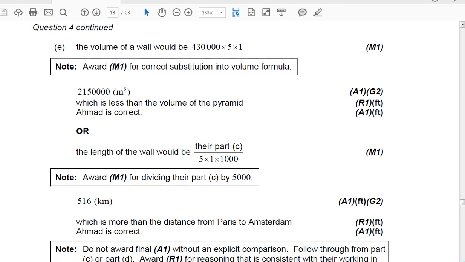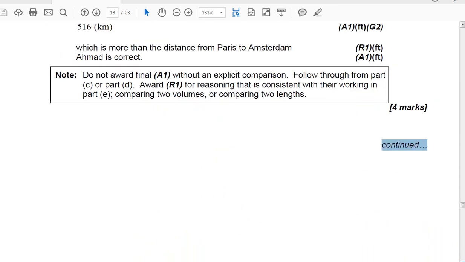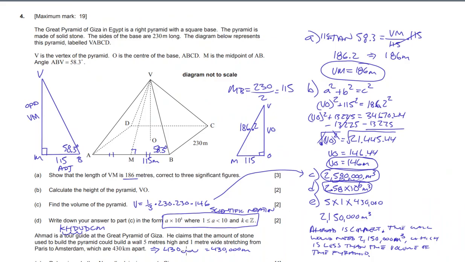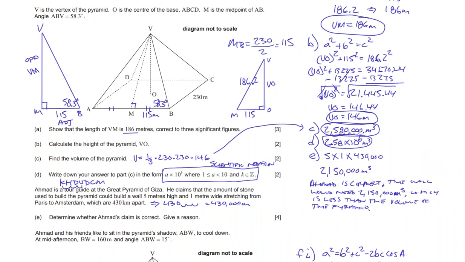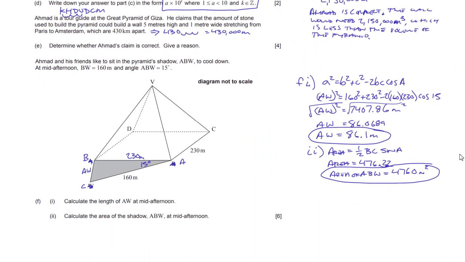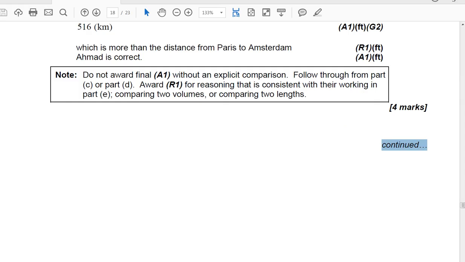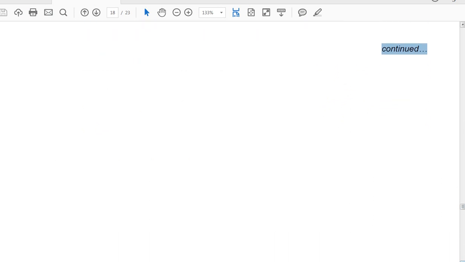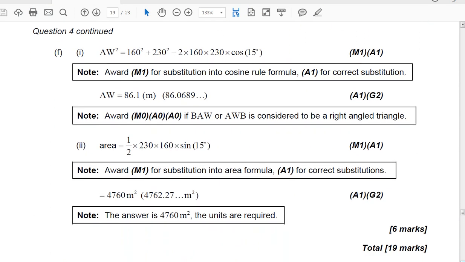Okay, and then let's see. I think that's it, isn't it? Yeah, I think that's it for that question. Right? Wasn't that the last part? Did we get to that? No, this is the next part, isn't it? Continued. I should have just read. Okay. So for there we go.